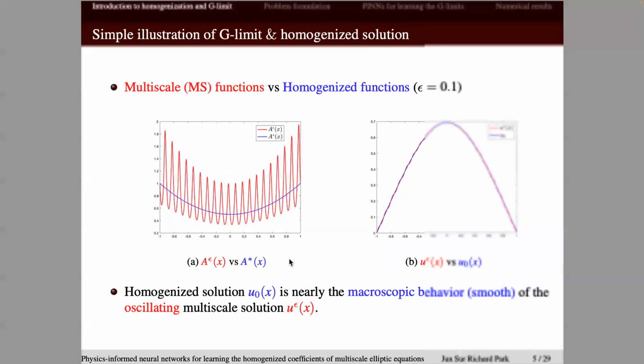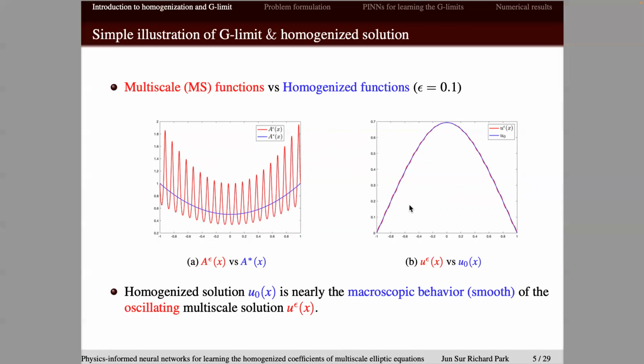From now, I just want to give some simple illustrations of multiscale and homogenized functions and G-convergence. To give some intuition, I would like to use these two pictures. If you look at the left picture first, you can see that this red line represents our multiscale coefficient, A epsilon. It's quite oscillatory. But if you look at this blue line, which is the G-limit of it, you can see that it's quite smooth. It doesn't have fine scale oscillation.